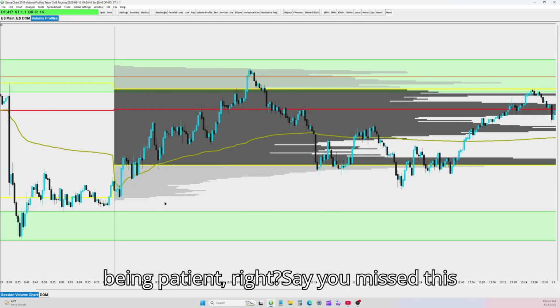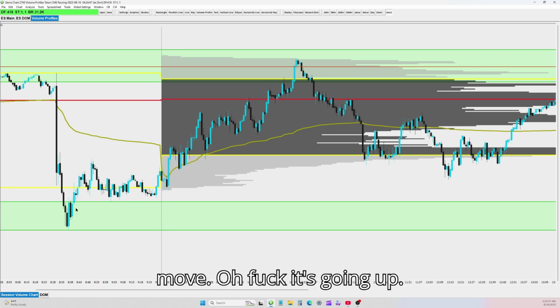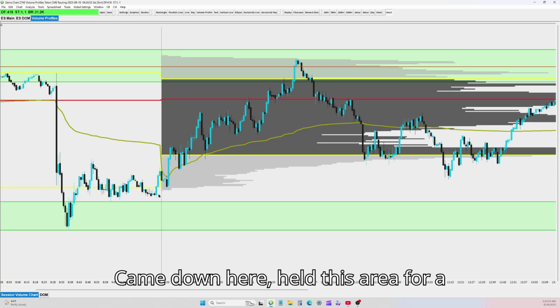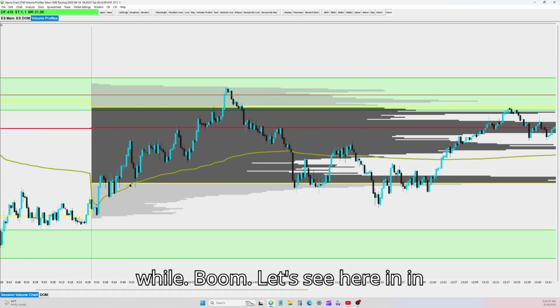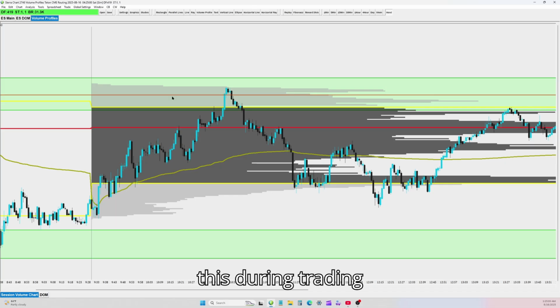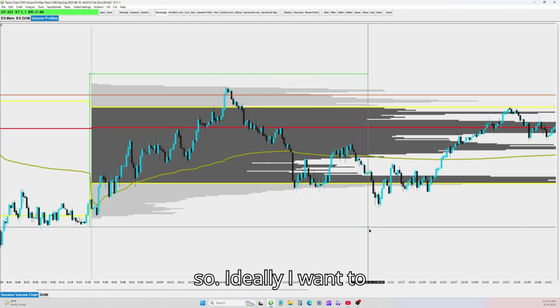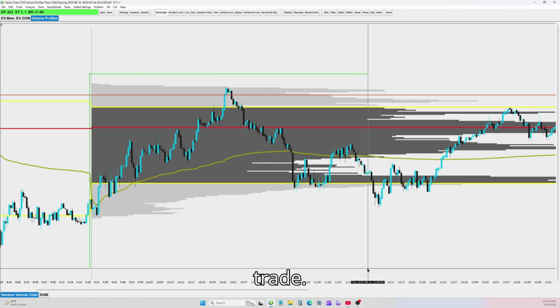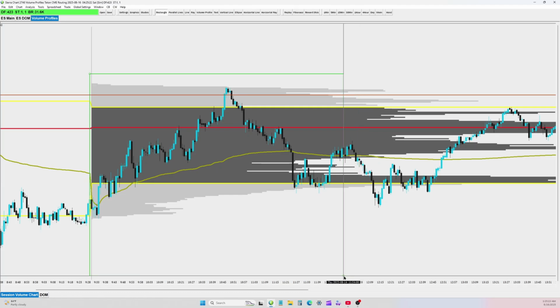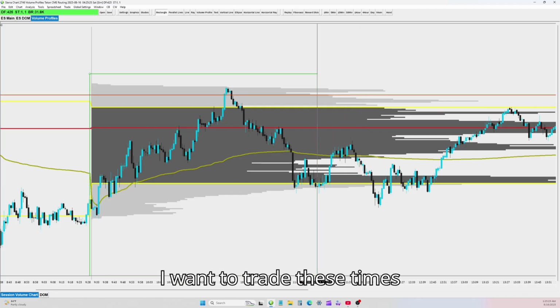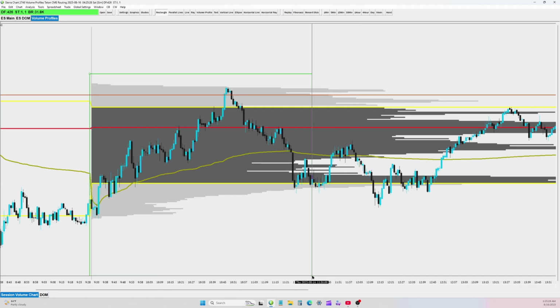Just being patient, right? Say you missed this move. Oh, it's going up. Came down here, held this area for a while. Boom. Let's see here. During trading times, that's the time where it's going to move the most sporadic but quick. So ideally, I want to trade these times.